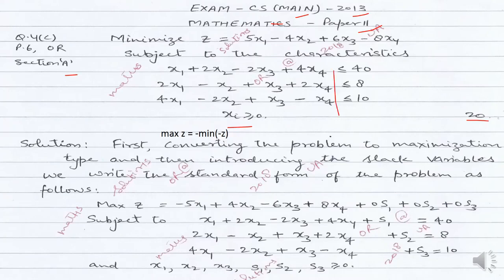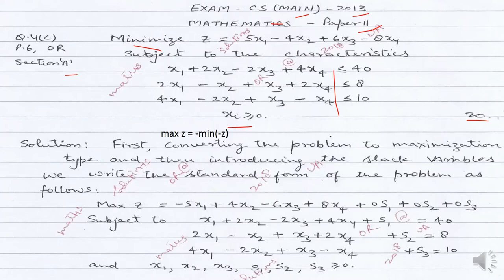So we see all the constraints are of less than or equal to type, so we can solve this by the simplex method. Here this question is of minimization type, so we can solve it in two ways. First, we can solve this problem as a maximization problem.